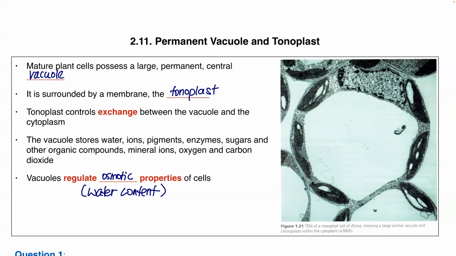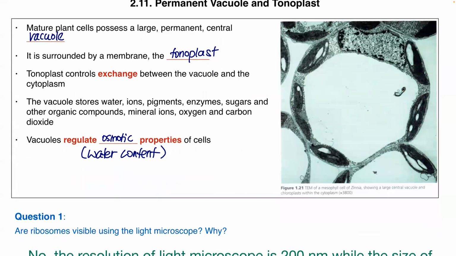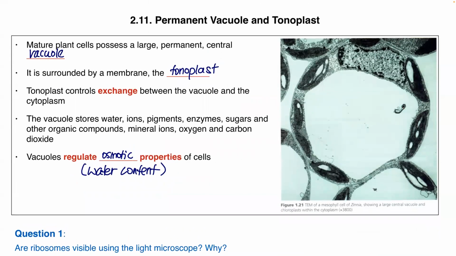It is also a storage place for all kinds of water, ions, pigments, including your sugars which are synthesized from photosynthesis. So vacuoles regulate the osmotic properties of cells, basically regulating the water content of a cell.